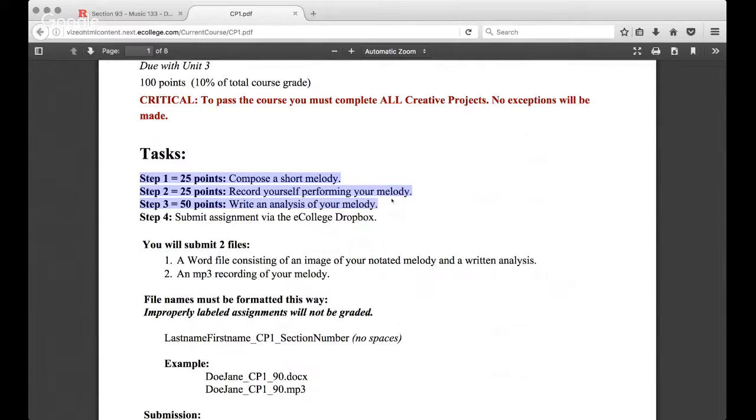Then step 2 is making an audio recording of yourself performing your melody. And some people might say, what the heck, I'm not even a musician. How can I be asked to do this? Again, you can do it as slowly and methodically as you want.